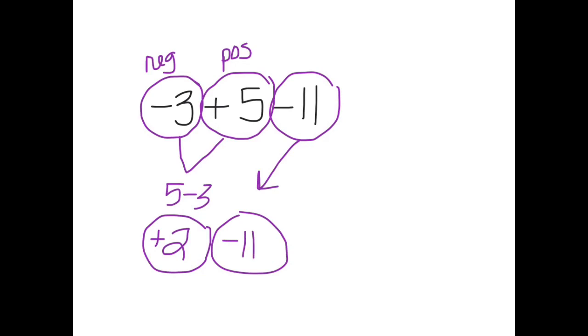Are the signs the same or are they different? The signs are different, so it's going to be a subtraction problem again. 11 minus 2. Well, 11 take away 2 equals 9, but I need to remember to keep the sign of the bigger number. The larger number is 11, and it is negative. So my final answer is negative 9.